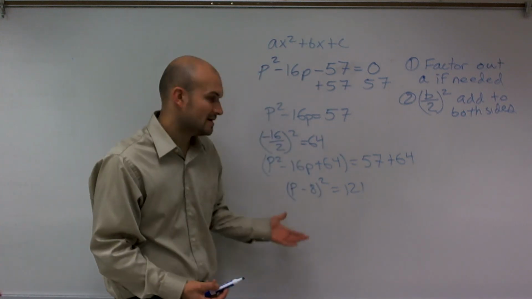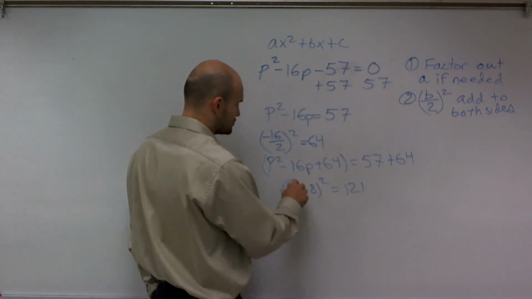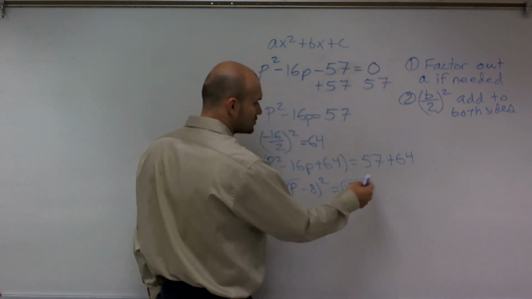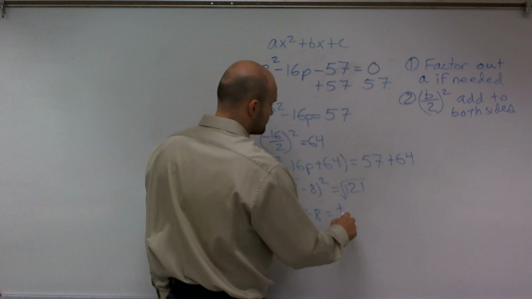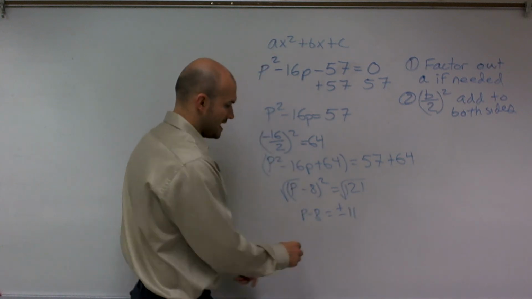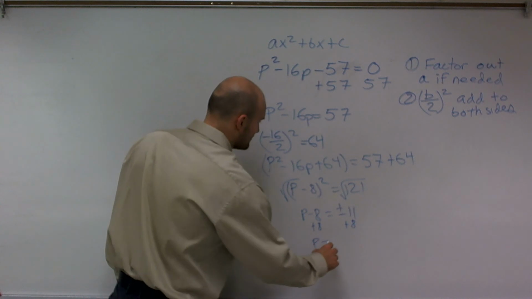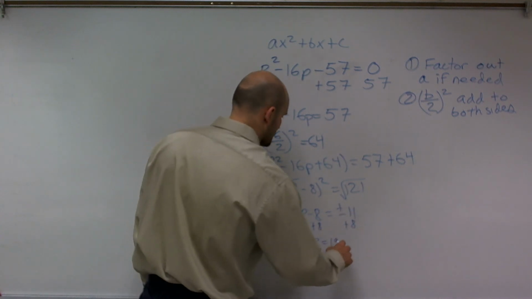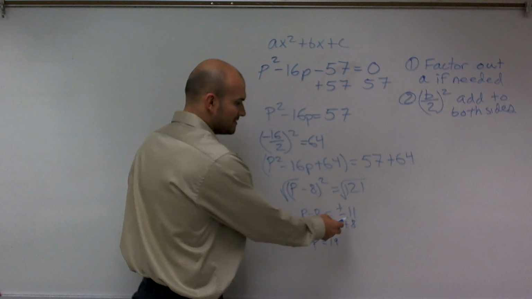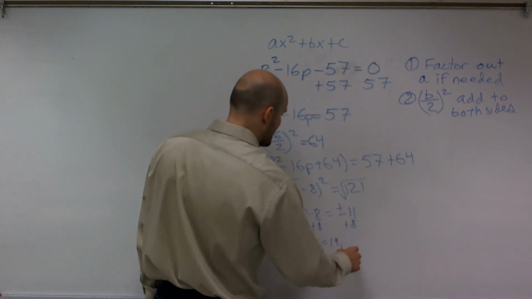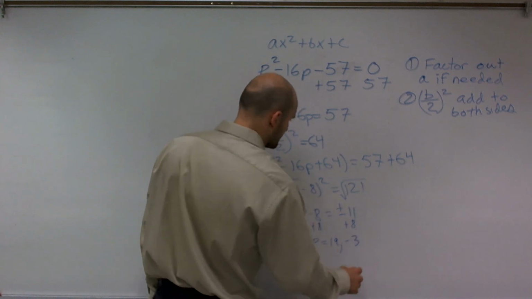Now we can just use the square root property. Square root both sides. So I get p minus 8 equals the square root of 121, which is plus or minus 11. Now, add 8 to both sides, and I get p equals 19, and negative 11 plus 8 means p is going to equal negative 3.